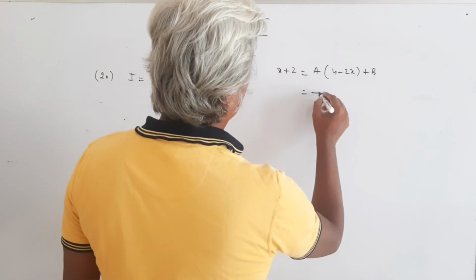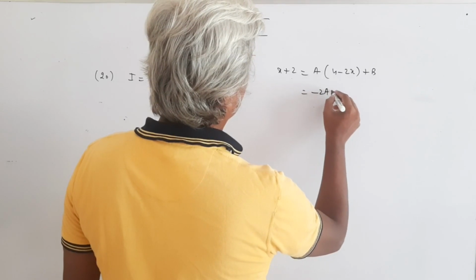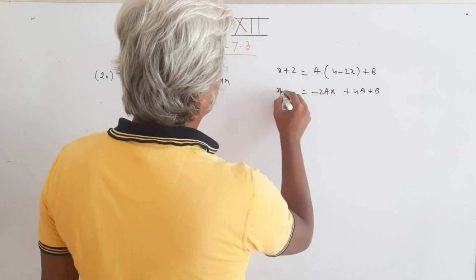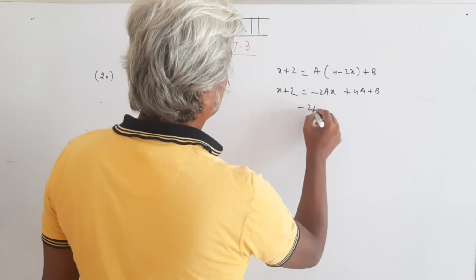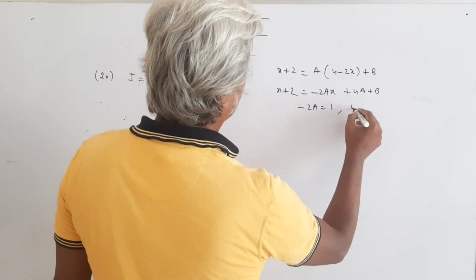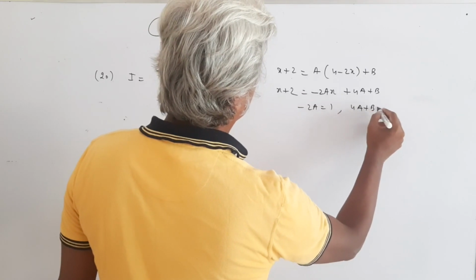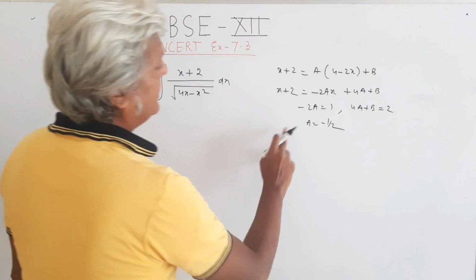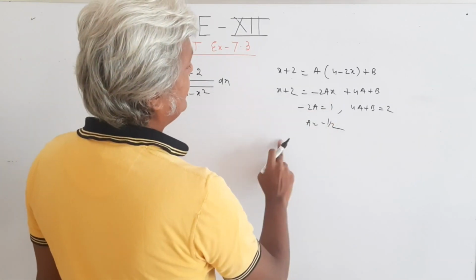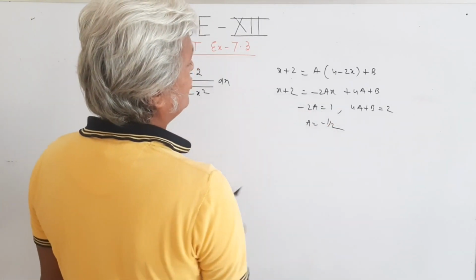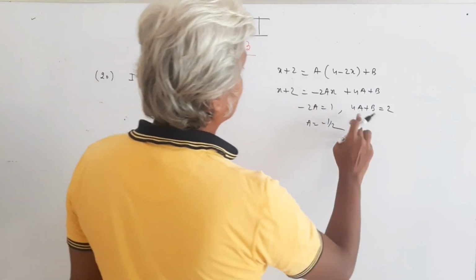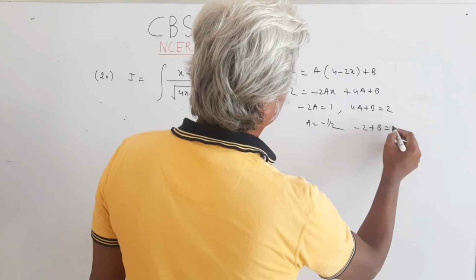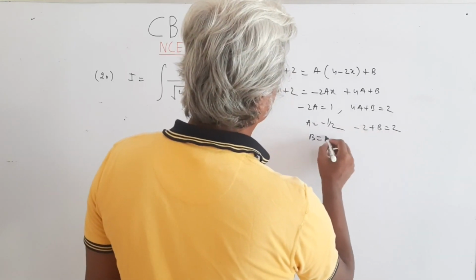Then compare, minus 2ax plus 4a plus b, that is x plus 2. So minus 2a is 1 and 4a plus b is 2. So a is minus half. If minus 2a is 1, then minus 4a will be 2, and then 4a will be minus 2. So minus 2 plus b is 2, so b you are getting as 4.